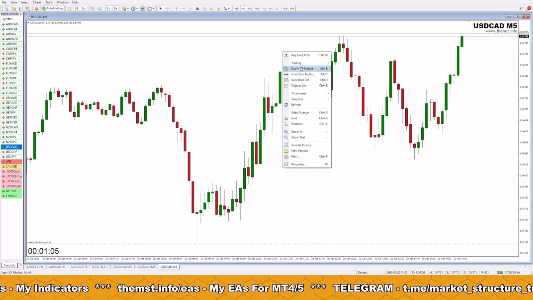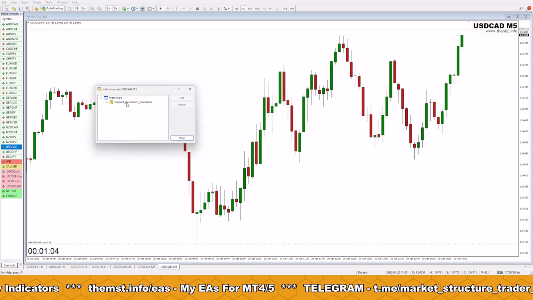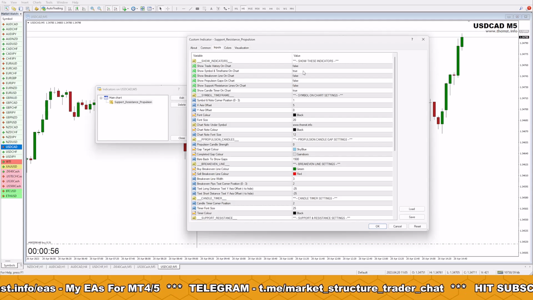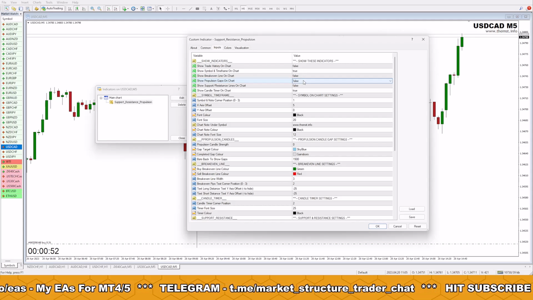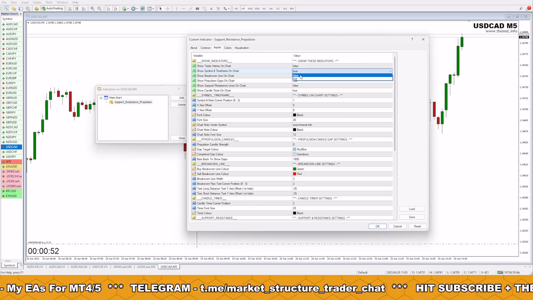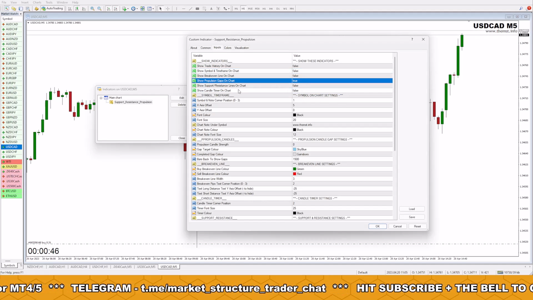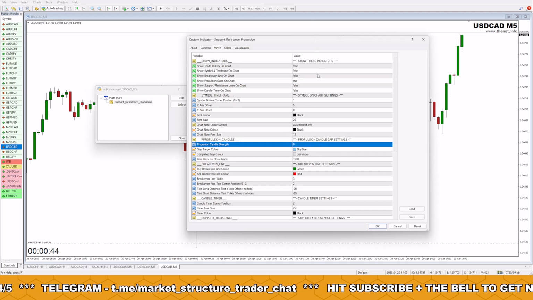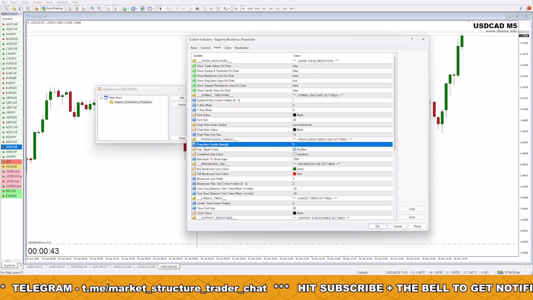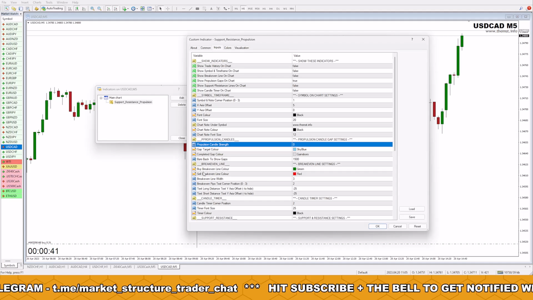Okay, so that's an overview of the indicator in total. I'm just going to quickly cover the propulsion gap settings. Okay, so I'm just going to turn everything else to false. So the propulsion gap on chart settings, you can see you've got lots of different settings here. I'm going to go through these quickly just so you get an understanding for them.